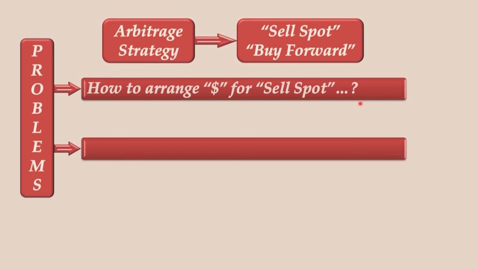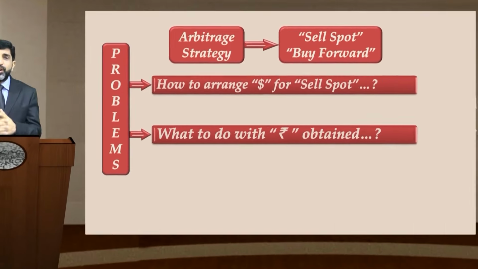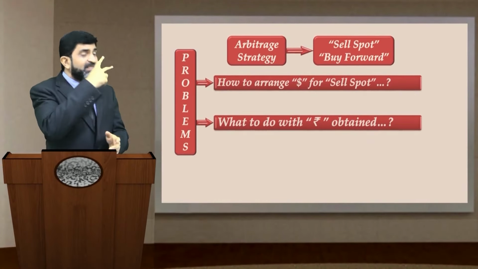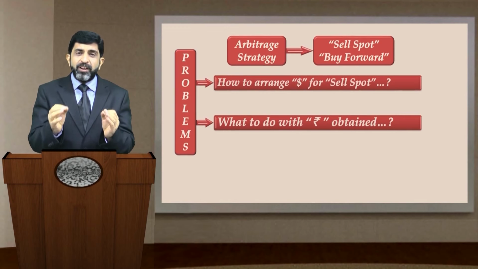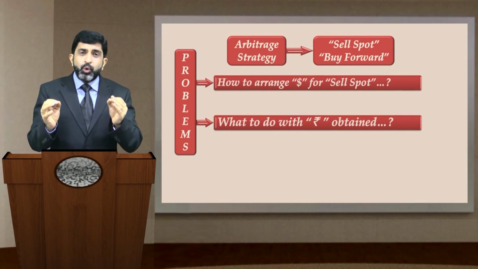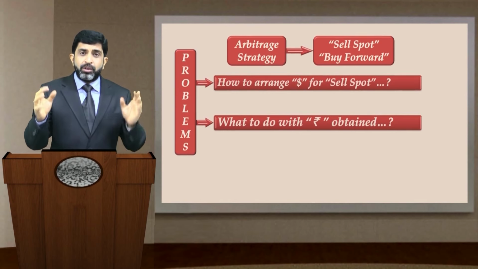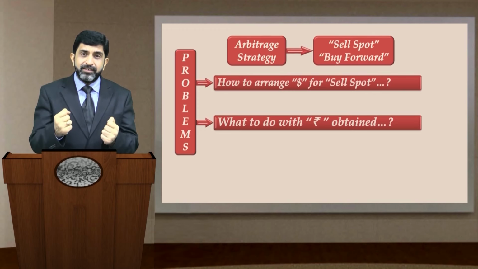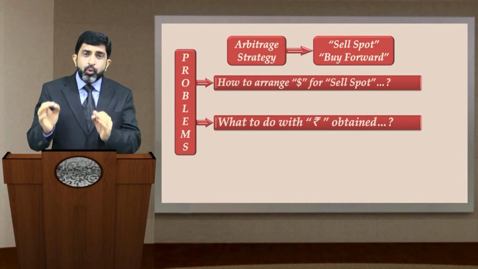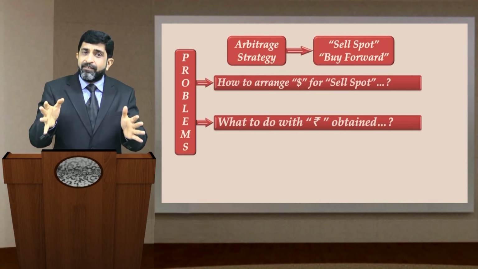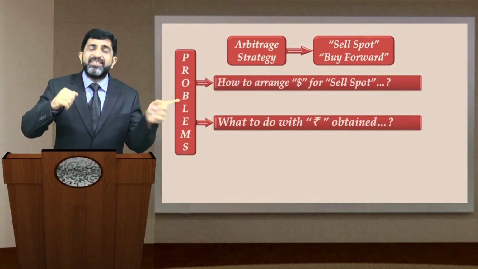And secondly, once you sell dollars and get rupee in exchange, what would you do with the rupee obtained? So now the point is very clear. How are we going to tackle these two problems? Your first problem is you want to sell dollars in the spot. From where will you get it? Now the answer to that question is simple. You want to sell something that you don't have. Obviously, you will not buy and sell, correct?